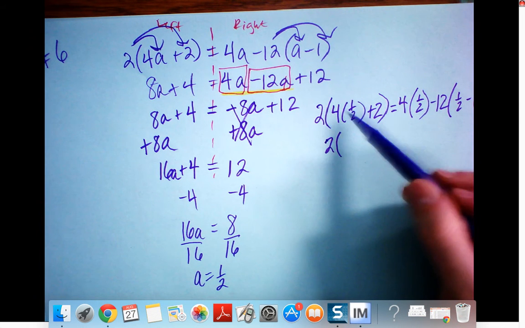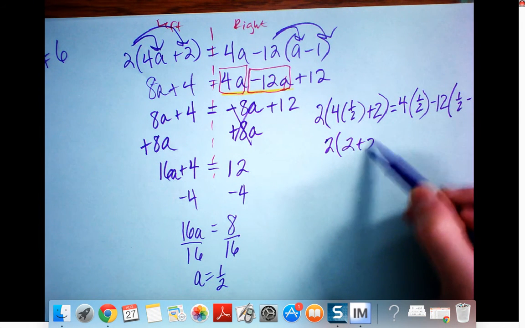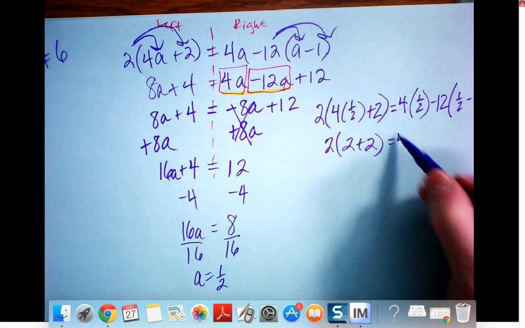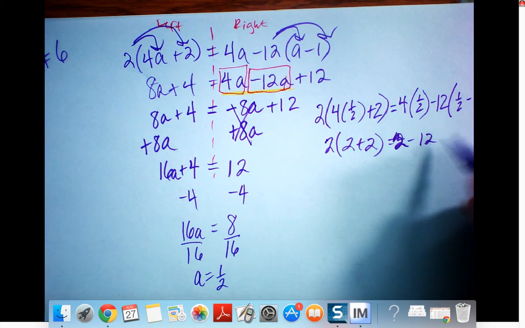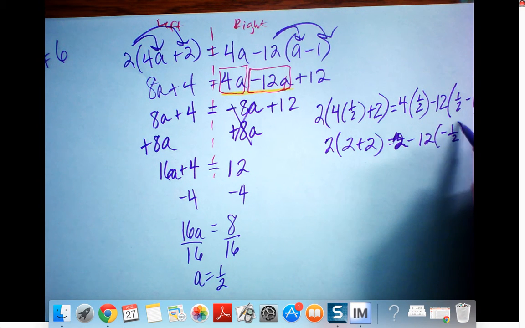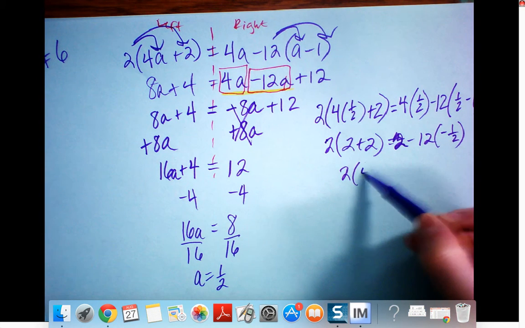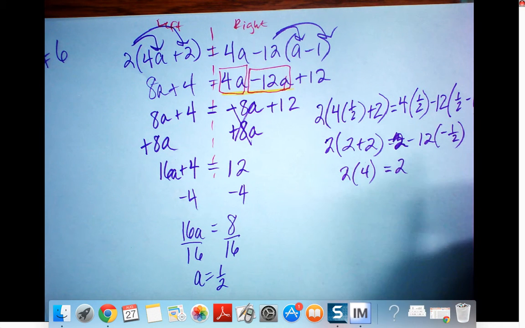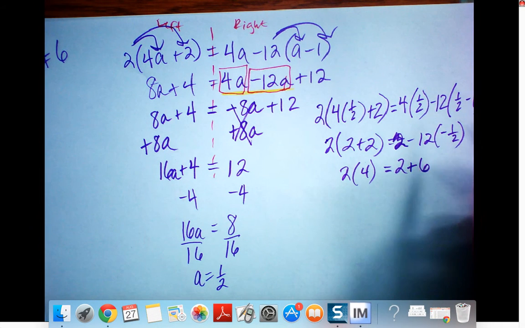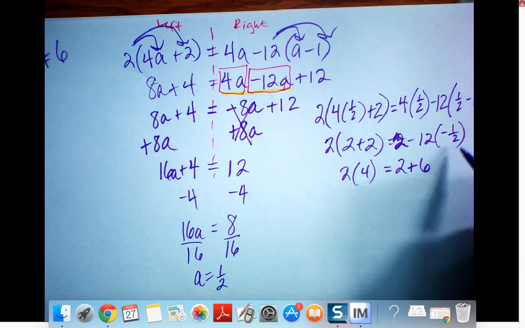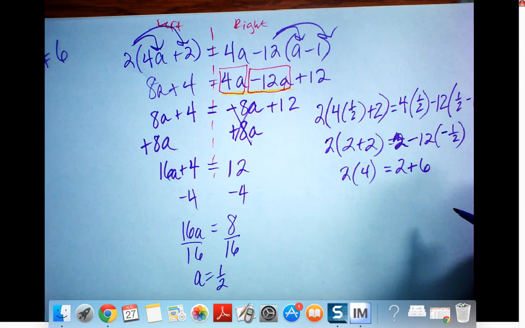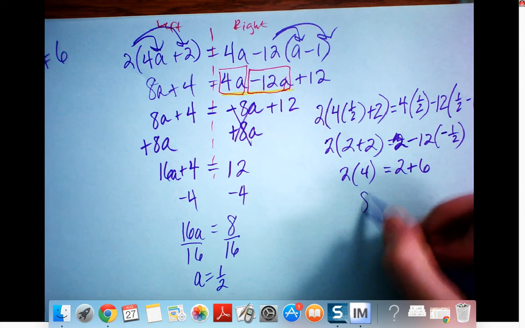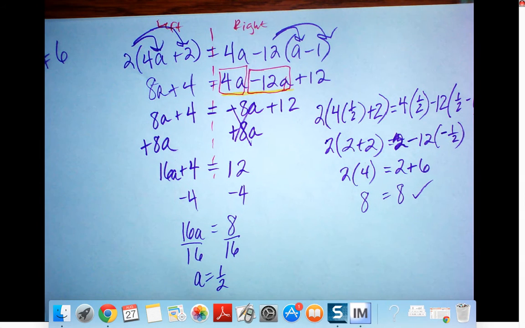Four times 1/2 is 2. Oops, 2 minus 12. So 1/2 minus 1 is negative 1/2. Negative 12 times negative 1/2, you're taking half of 12, and multiplying a negative by a negative makes it a positive. And we have a true statement, so we know that 1/2 is correct.